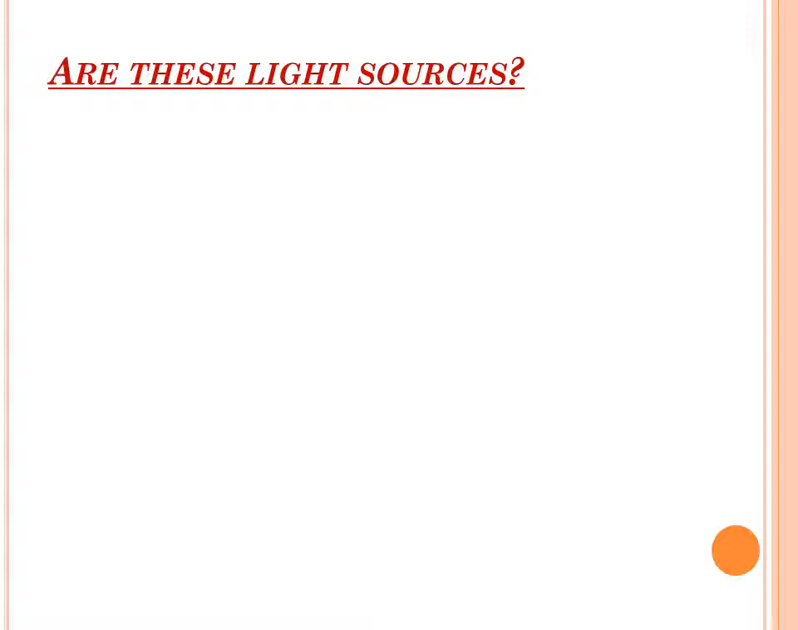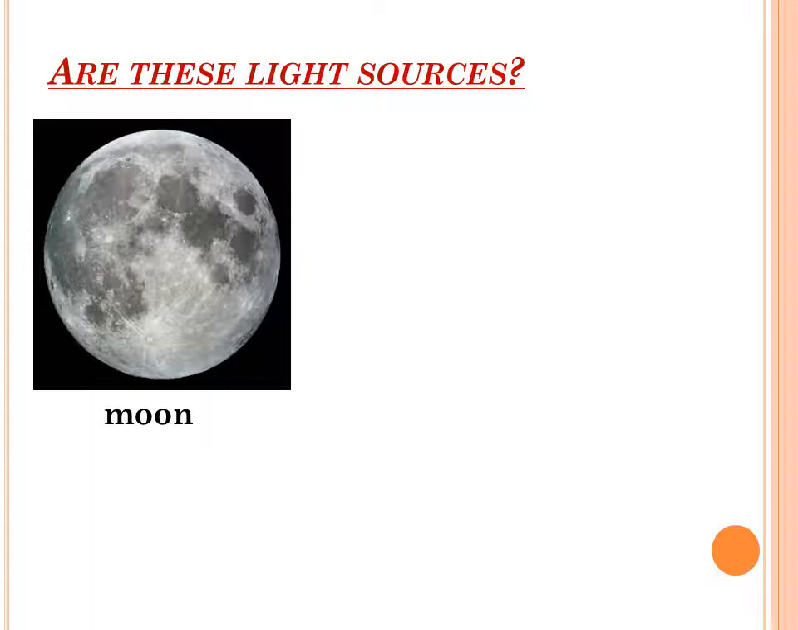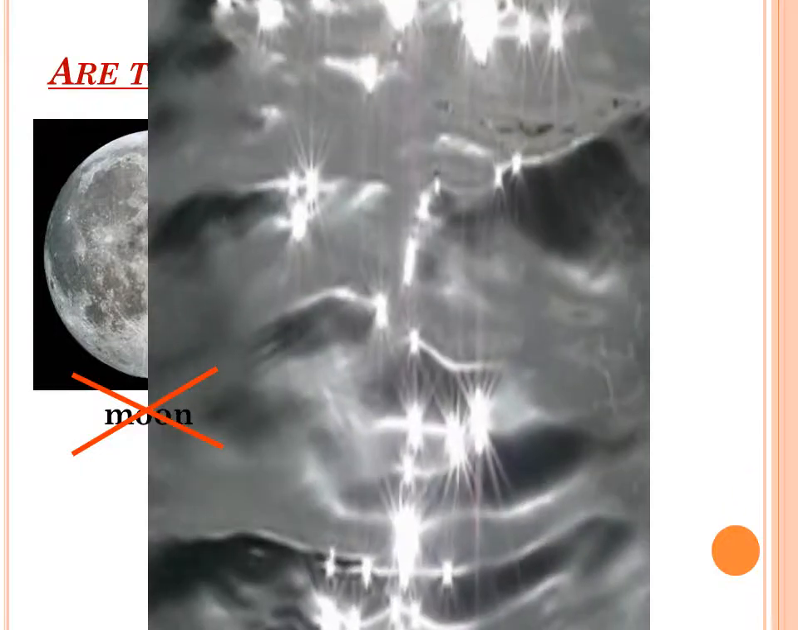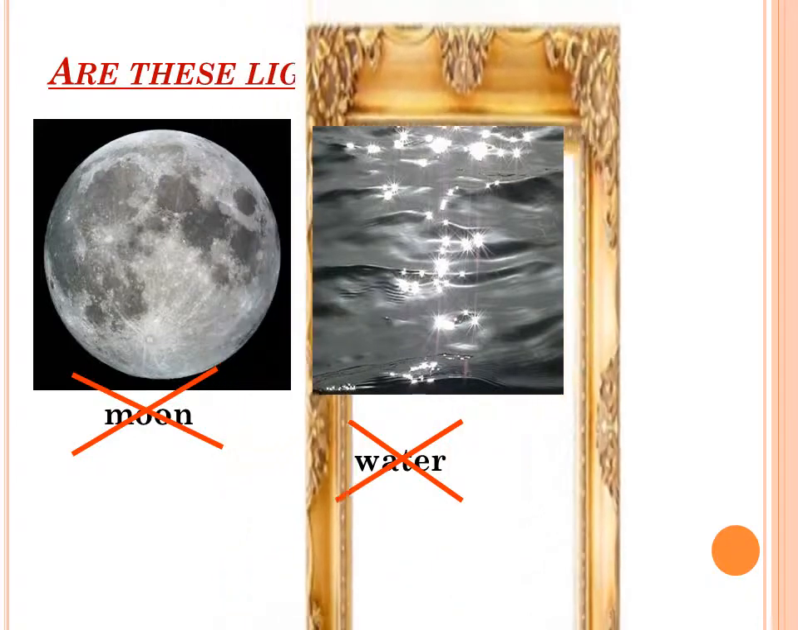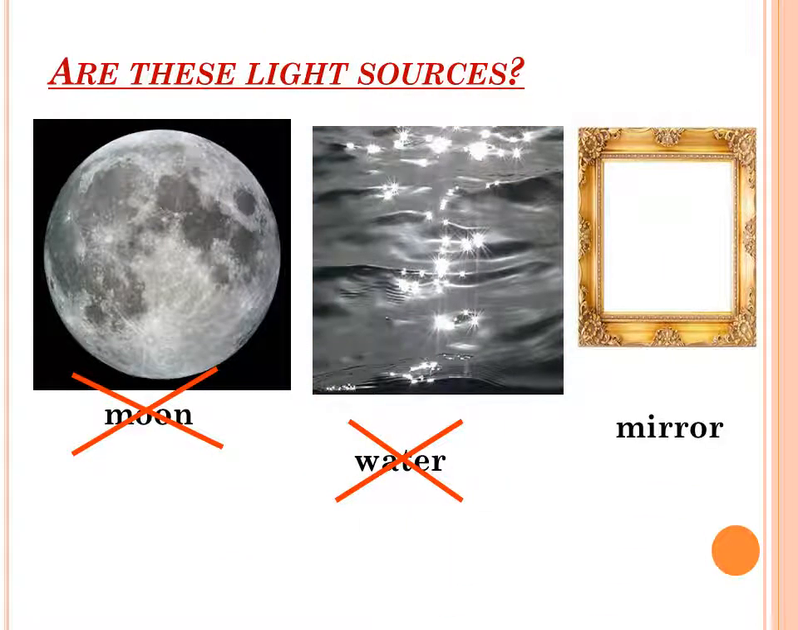another topic, that is, are these light sources? No, that means the moon is not a source of light. Then we have water. Water also reflects light, but it doesn't have its own source of light, so again no. Then we have mirrors. They also reflect light, but they don't have their own light.